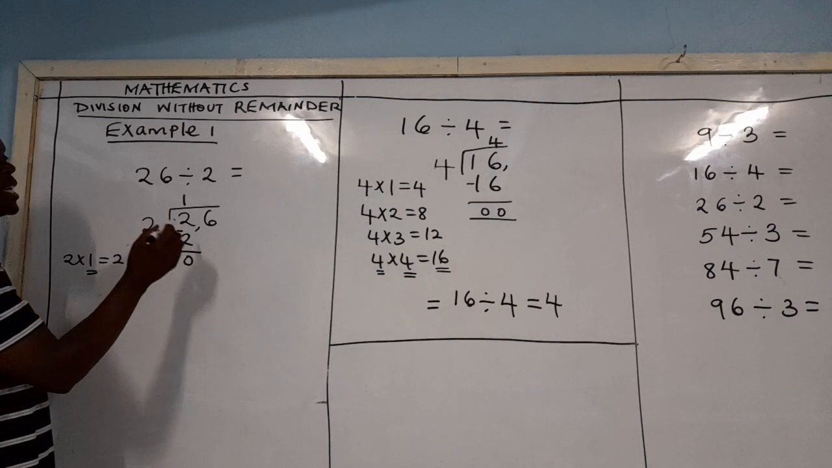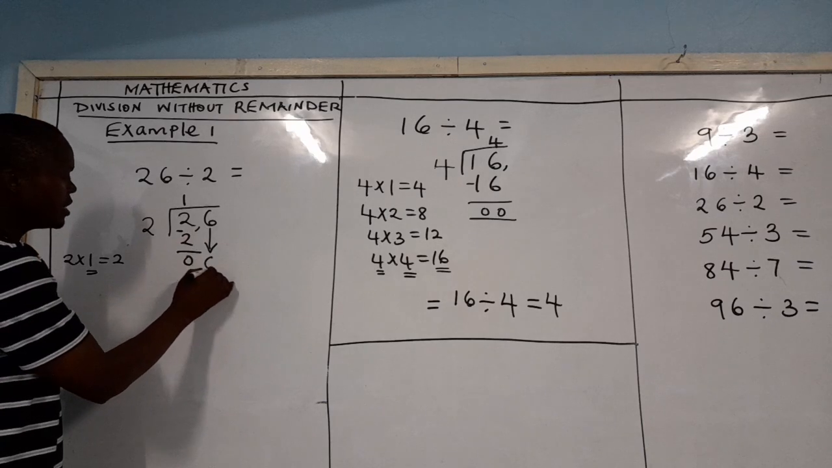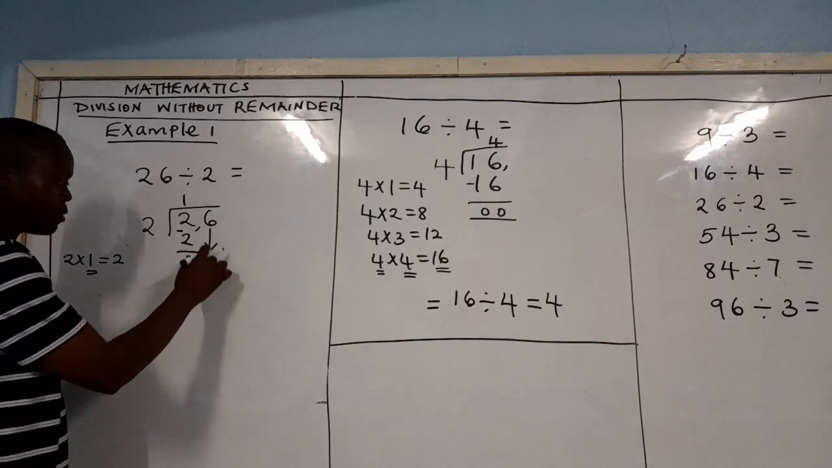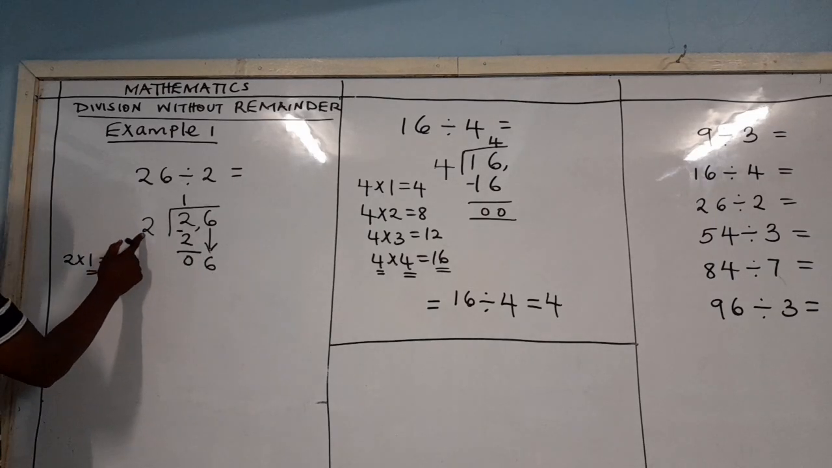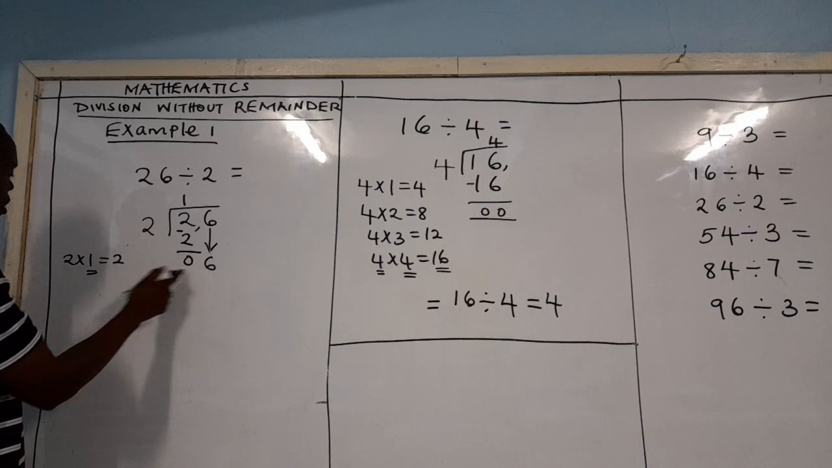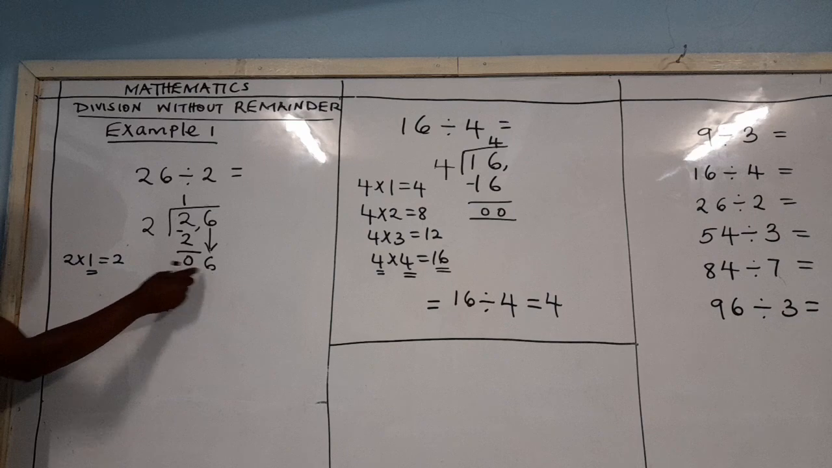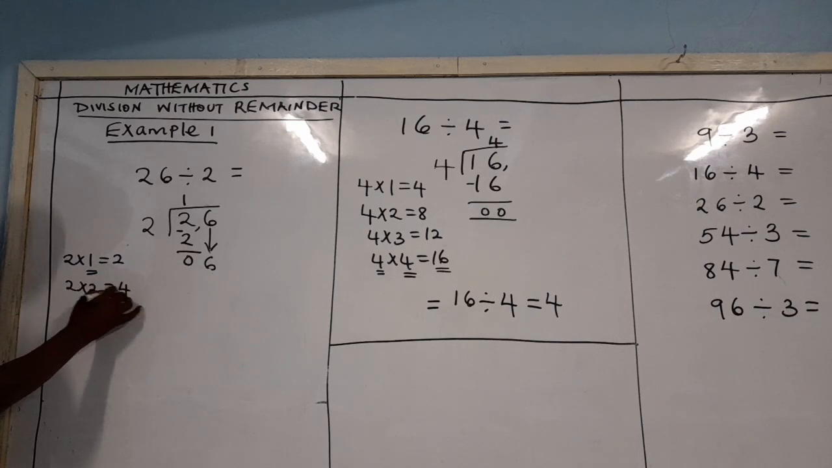Here, we have got a digit to drop down, and the digit is 6. Down here, we are forming a new number after dropping, which is 6. Ask yourself, now can these 2 go into 6? We don't have 6 here. So you continue this table until you get 6. That is 2 times 2 is equal to 4, 2 times 3 is equal to 6.